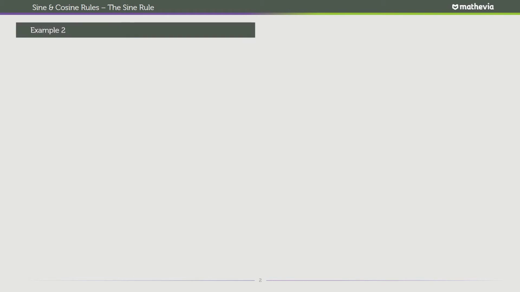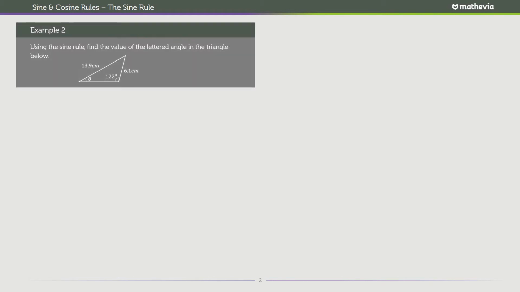Example 2. In example 2, we have: using the sine rule, find the value of the lettered angle in the triangle below. Okay, so here we have another two sets of corresponding sides and angles, and we have theta going with 6.1 centimeters and 122 degrees going with 13.9 centimeters. So we have two sets of corresponding sides and angles, and we're looking to find one of them.